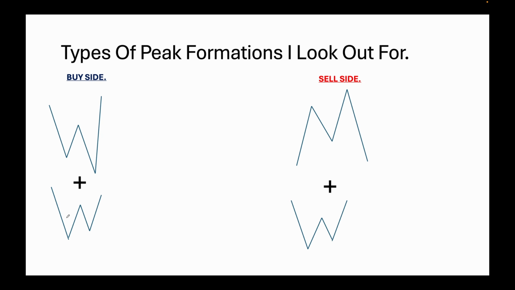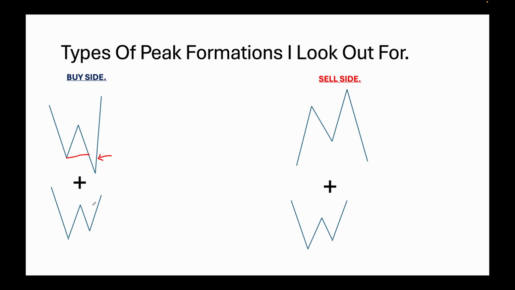Now before we get deep into level counting, we're going to talk about peak formations. I only trade two types of peak formations, and that's your M's and W's. Right, for the buy side, I look for W formations, and the first type of W formation that I look out for is when the second leg is lower than the first leg. This is a clear hit of the stops as we look to take our trades when stop losses are hit.